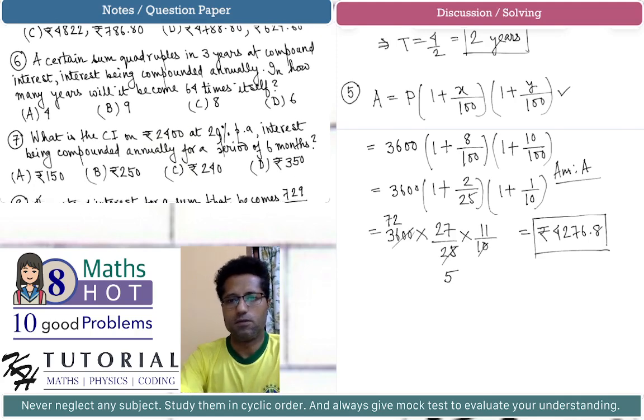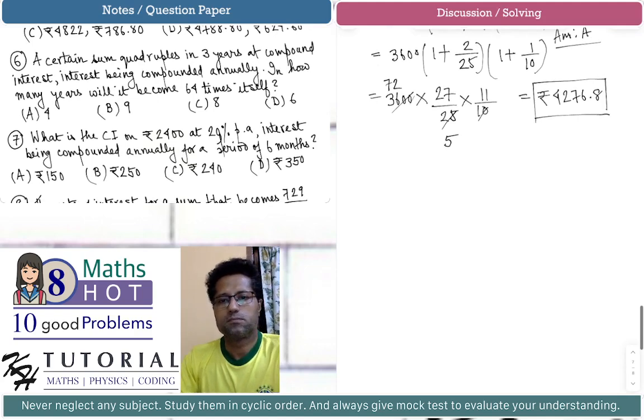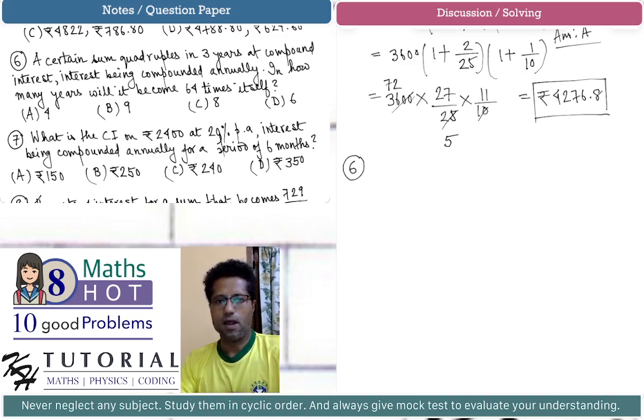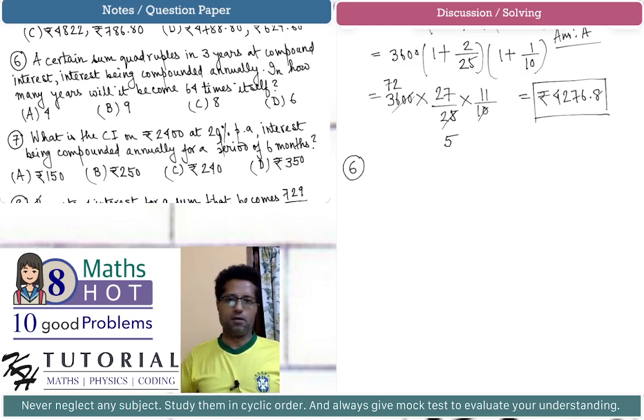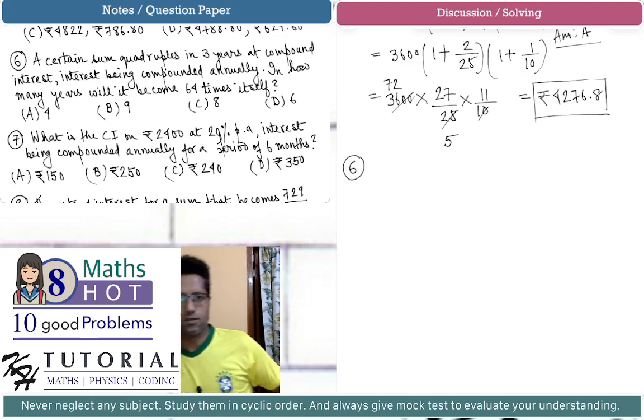Let's do problem number 6. A certain sum quadruples. Quadruples means becomes 4 times. So a certain sum quadruples in 3 years at compound interest, interest being compounded annually. In how many years will it become 64 times itself, meaning the rate of interest will remain the same.